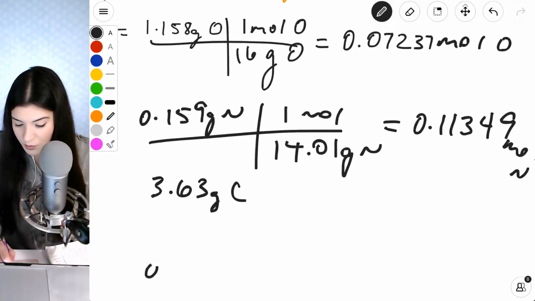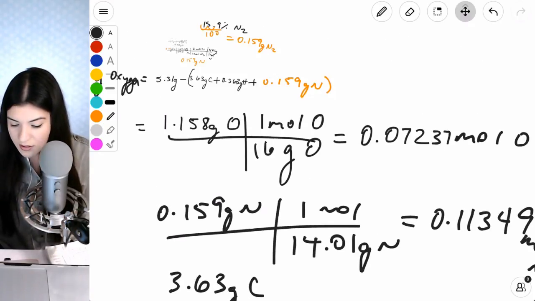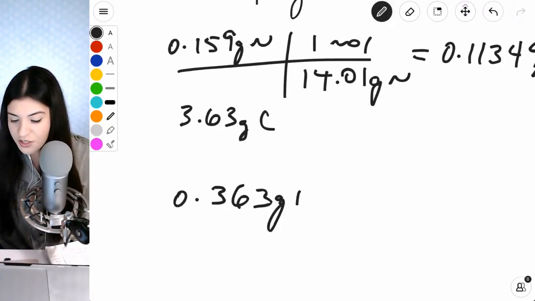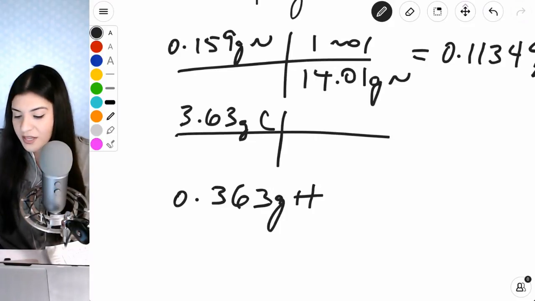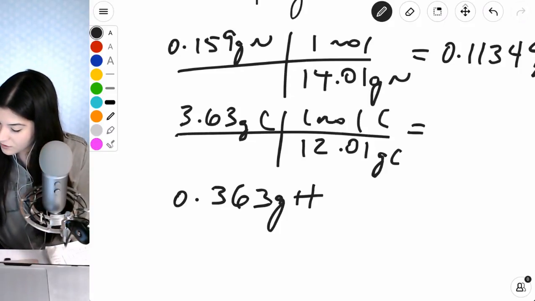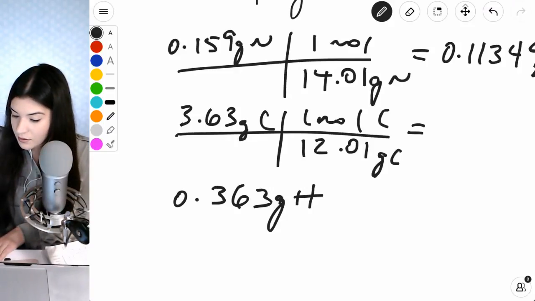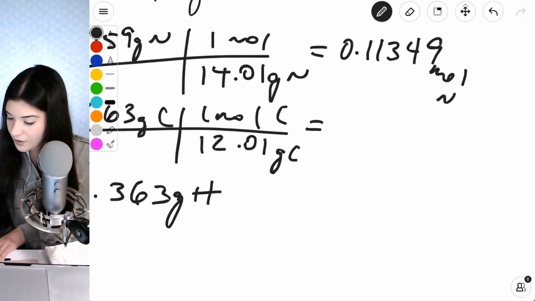Let's see what else. I think it was the same sort of thing, just moved over the decimal. Yes, okay. So I'll change both of these. So dividing once again by the molar mass of carbon, 1 mole, we'll see what we get there. 3.63 divided by 12.01. Running out of room. Okay, this is 0.3022.